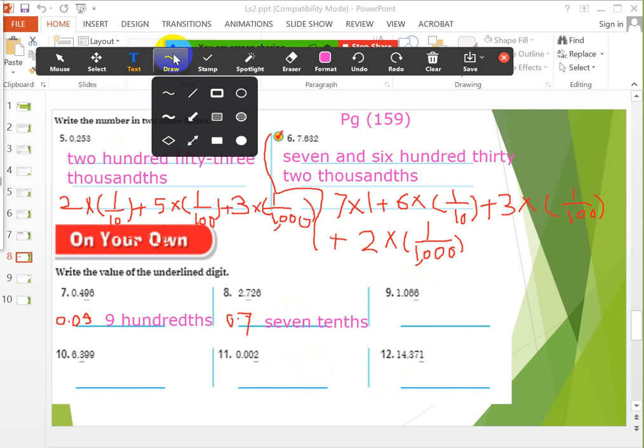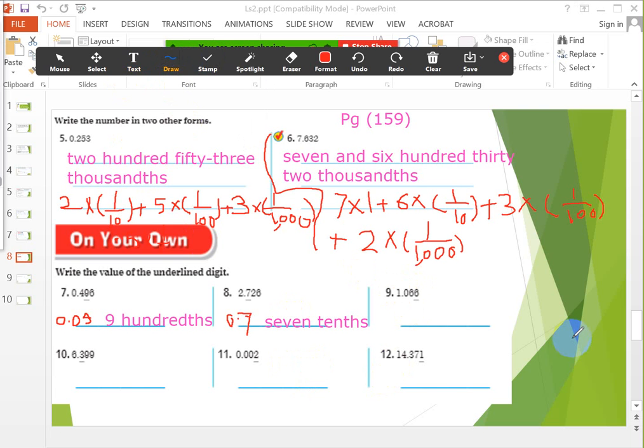What about number 9? In number 9, I have a line under the 6, the 6 in the thousandths digit. So the value of the number will be 0.006. And if I want to write it in another way, it will be what? It will be 6 thousandths. Thank you. Yes, 6 thousandths with the H at the end.